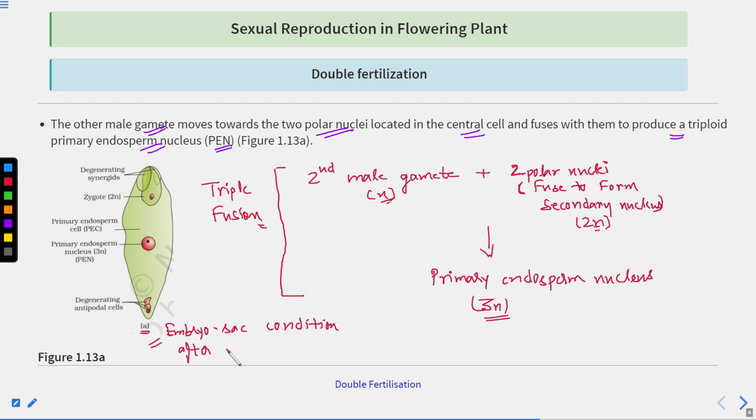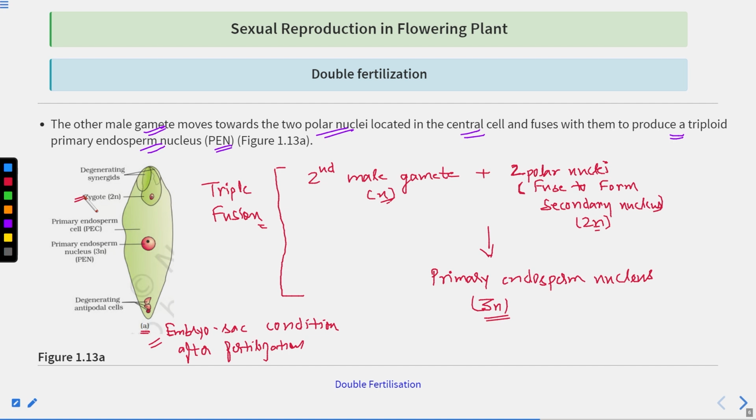So here fertilization has taken place. So after fertilization, what happens? A zygote should develop. So this is the zygote, which is a diploid structure. This is formed by the fusion of the male gamete and the egg cell.